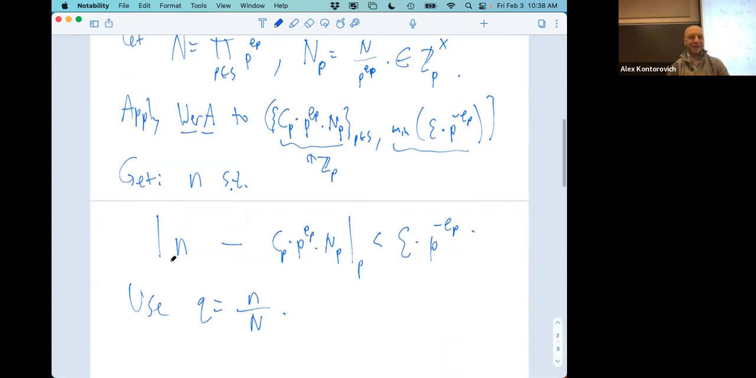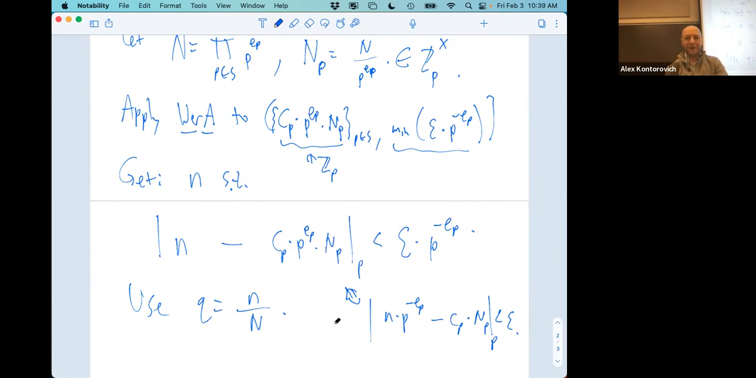Okay, that's the point. I just wanted to make that more precise because this holds now. If I multiply by P to the minus EP, I get N times P to the minus EP minus CP times NP has P norm less than epsilon as desired. But now I can also multiply by the unit NP inverse.